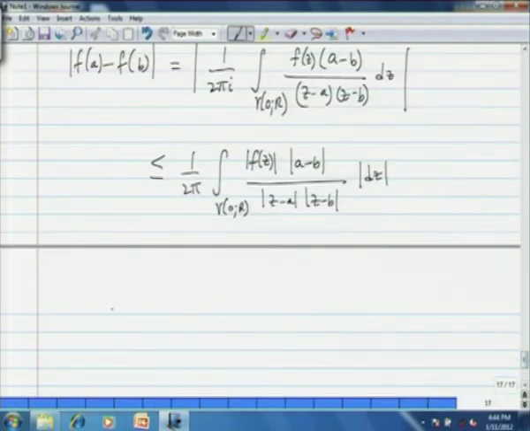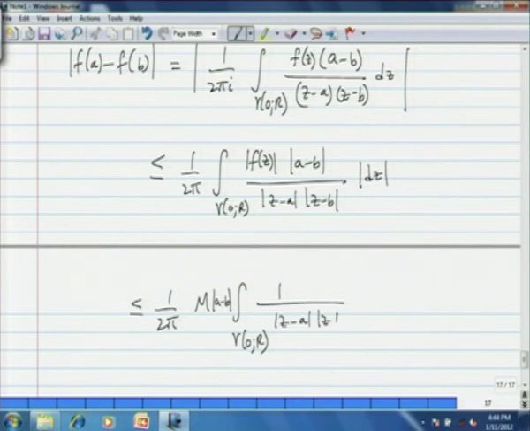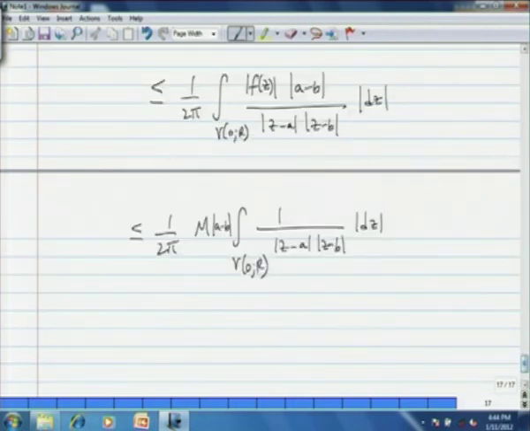Okay. So, recall that f is a bounded function, which means the modulus of f of z is less than or equal to some fixed number m. So, whether z belongs to gamma 0 r or not, this is less than or equal to 1 by 2 pi times m times integration on gamma 0 r. Well, mod a minus b is also a fixed number. So, I get 1 by mod z minus a mod z minus b. And we also saw that the modulus of z minus a for z belonging to gamma 0 r is greater than or equal to r minus modulus of a, which means 1 over mod z minus a is less than or equal to 1 over r minus mod a.